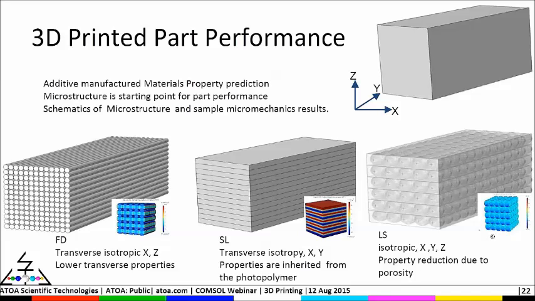But this is the beginning for performance prediction, because the microstructure and the properties of the material which is 3D printed will be different than its original state or the bulk form. So the 3D printed part's material property will be different. We need to use this material property to predict the full part performance. So this is the starting point for part performance prediction.